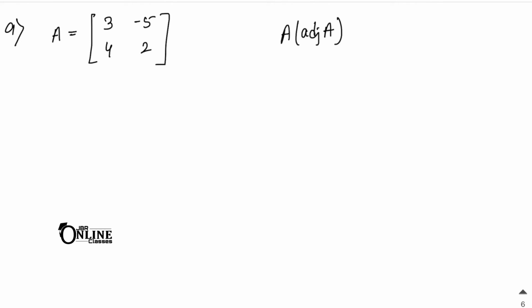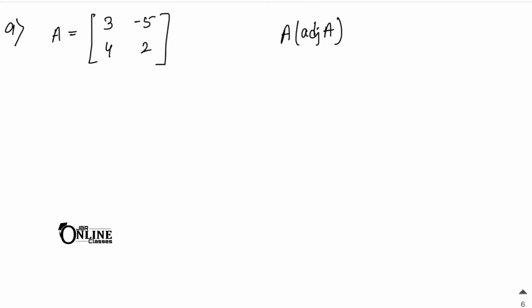Now next, sum number 9. Here in sum number 9, given matrix A equals 3 minus 5 and 4 2. So 3 minus 5, 4 2. In that case, you have to find out A into adjoint A. You have to find out the value of this one.